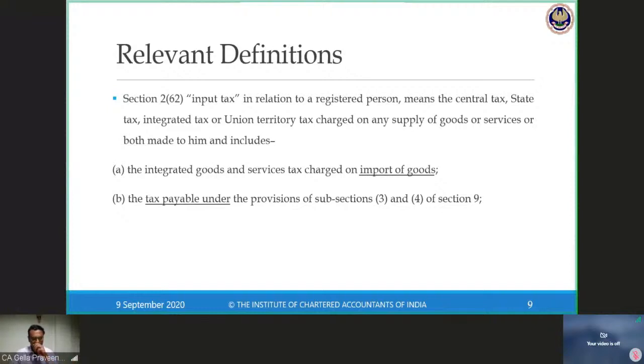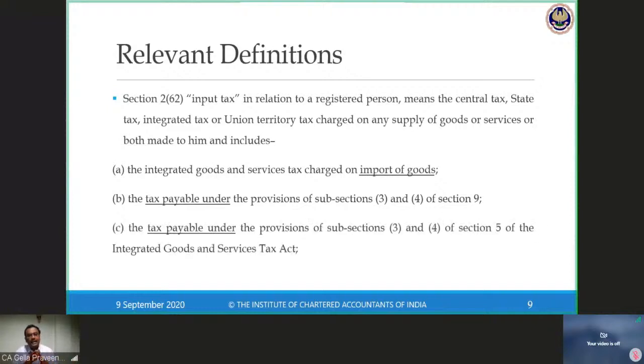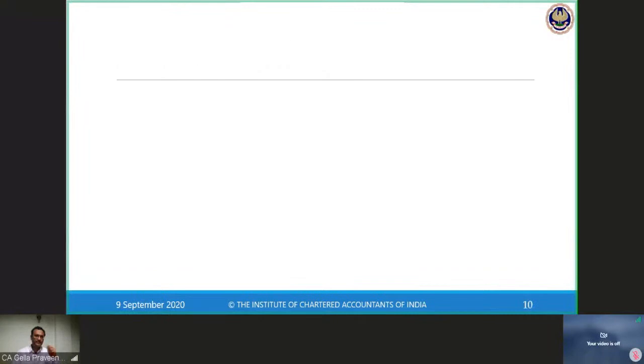Going further, the tax payable under the provisions of 5354 of IGST. This is my import of service. 9394 is within the state. 5354 is import of service. So when we look into this definition, section 2 subsection 62, it says tax payable. So, limited reading, input tax includes tax which is payable under this particular provision.